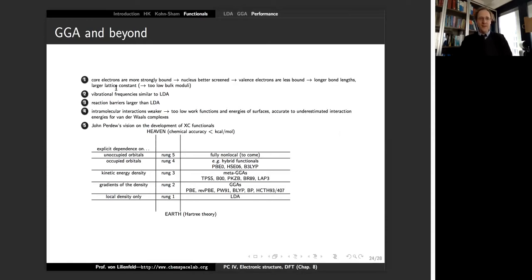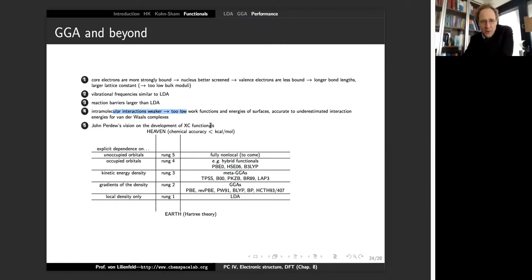So the vibrational frequencies are as good as those from LDA, but now you actually have reaction barriers. Okay, they are typically still underestimated, right? They're still not perfect, but at least qualitatively you can describe chemical reactions. Unfortunately, the intramolecular interactions are weaker. So this is basically as much as LDA overestimates, GGA now underestimates the intramolecular properties.